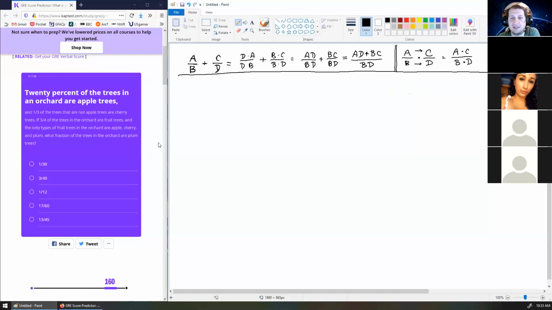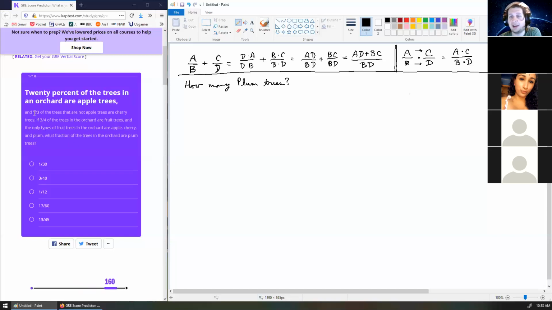We need to figure out how many are plum out of the total number of trees. Great. The actual question is, how many plum trees? That's what the question's actually asking us to figure out. So we just need to figure out how to use the rest of this information to get to that answer.